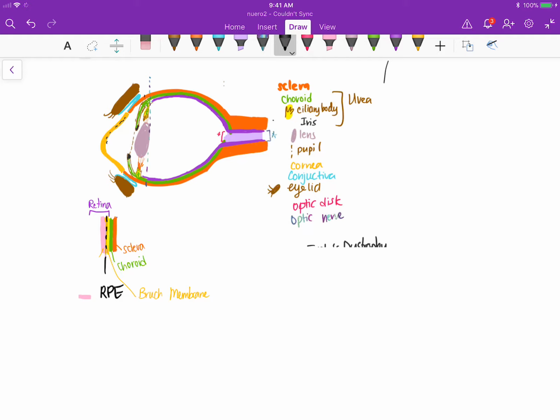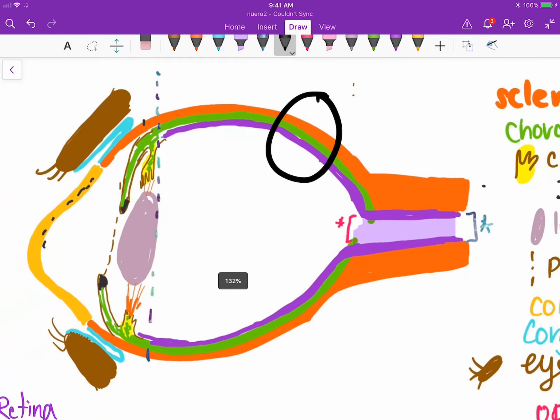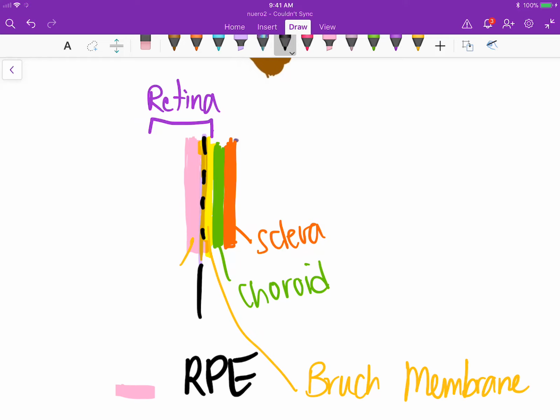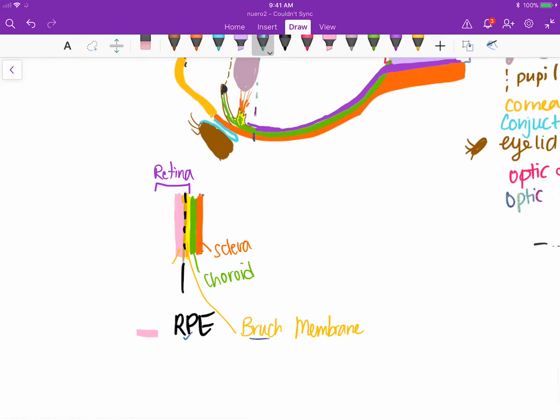All right, so we're going to talk about the pathology in the retina. The retina is this purple membrane right here, this part of the eye, and the retina consists of different layers. So you have the sclera, the choroid, and then the retina has Bruch membrane, the retinal pigment epithelium, and the photoreceptors, and so forth.